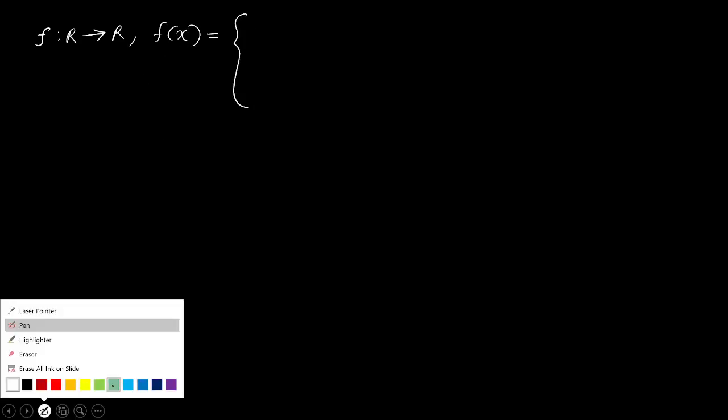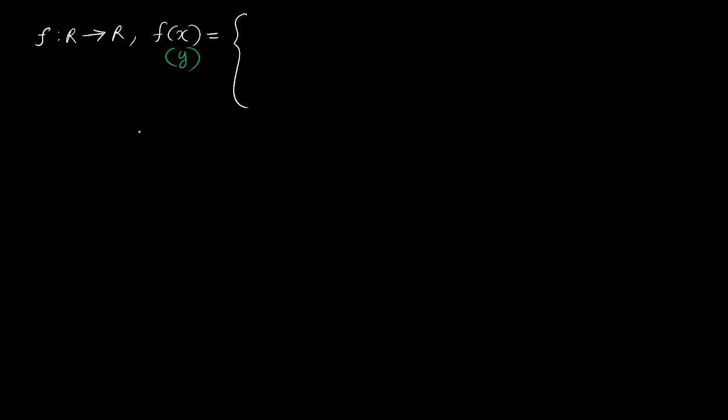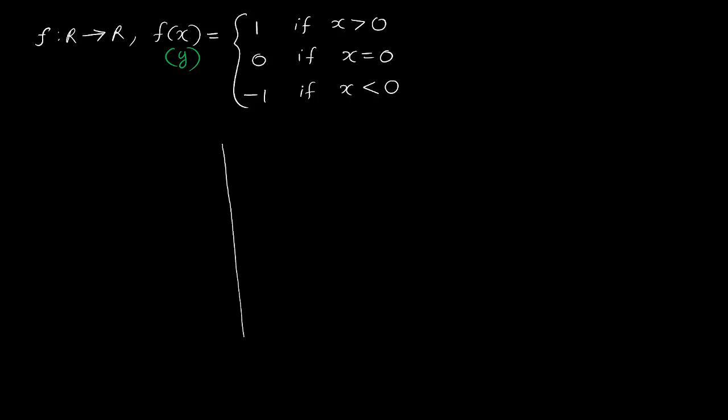What is the definition? Let me write the definition once again. f from R to R, f of x also denoted by y. y equal to 1 if x is positive, 0 if x equal to 0, -1 if x is negative. Table is not required because it's a very simple graph. Without any table we can draw the graph.